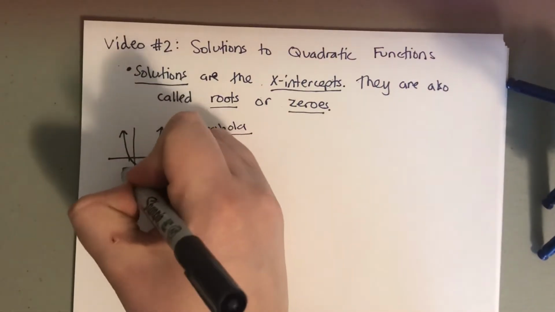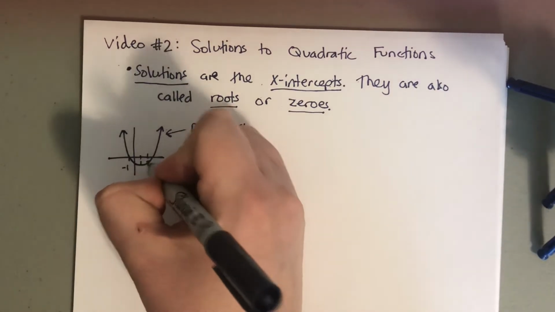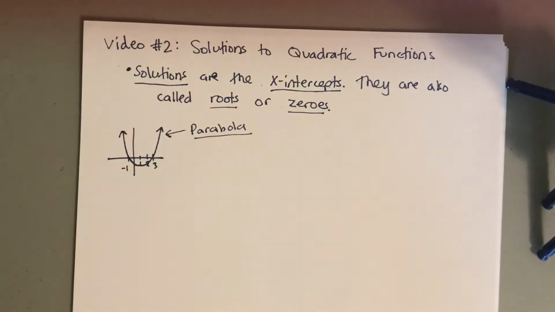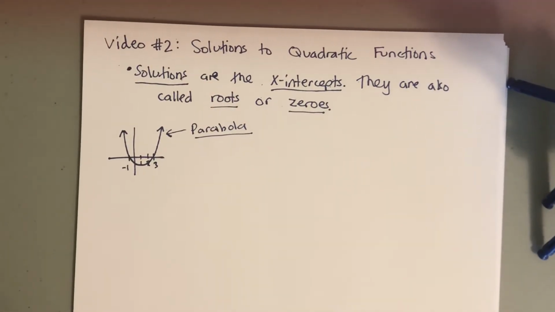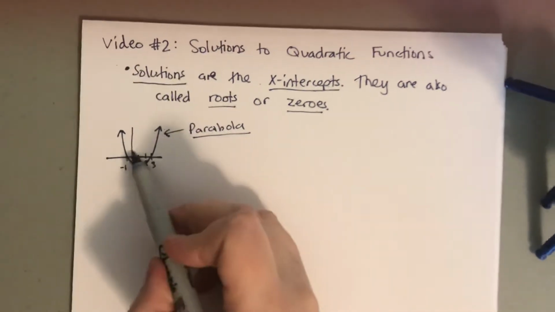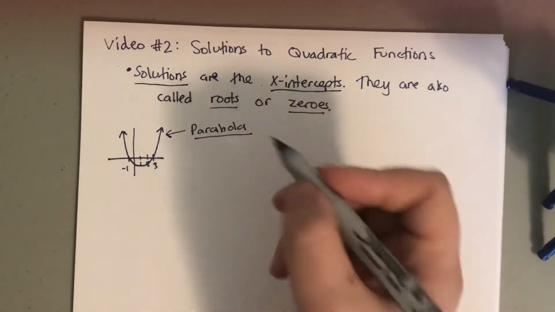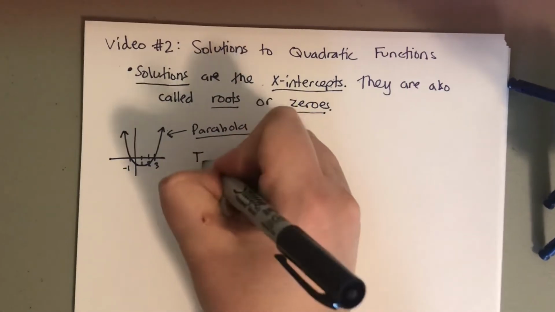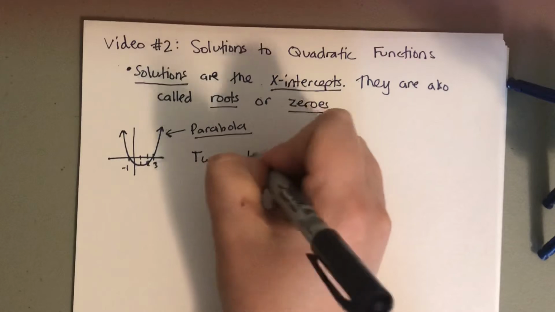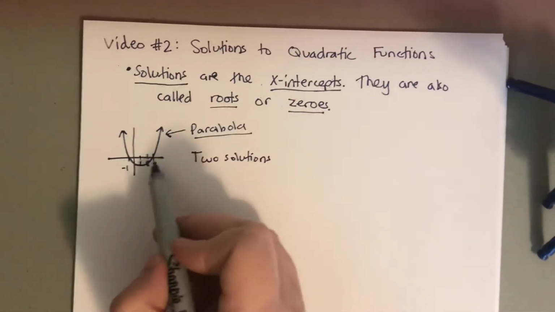Now, if we put kind of a scale down here, let's just make that 1, 2, 3, we can see that this parabola crosses the x-axis twice. It happens back here at -1, and it happens up there at 3. That means that this quadratic function has 2 solutions because it has 2 x-intercepts.